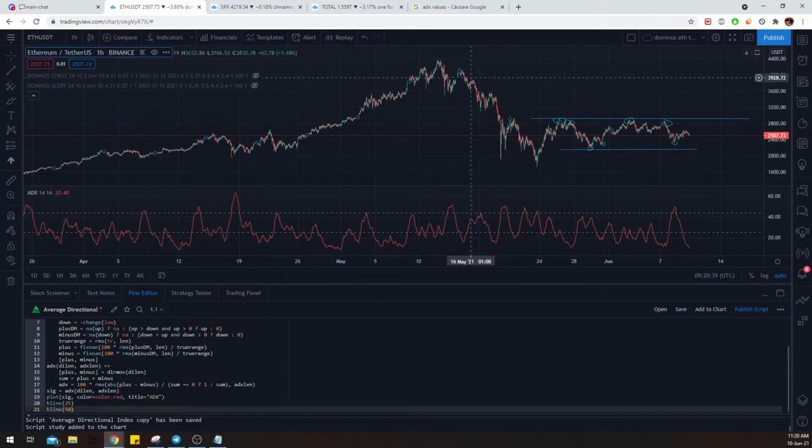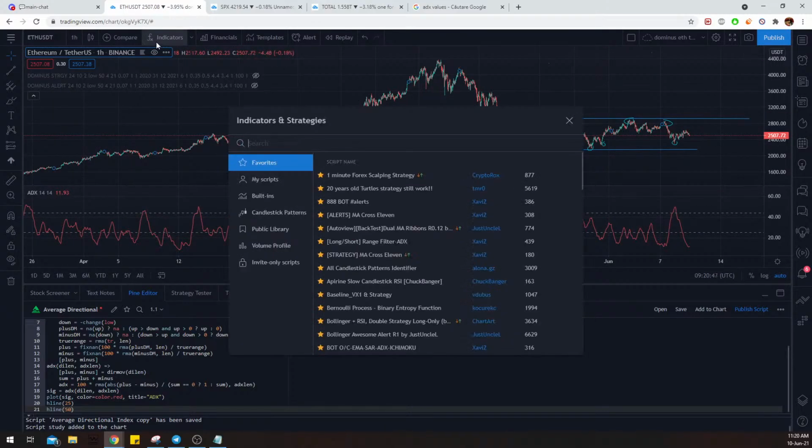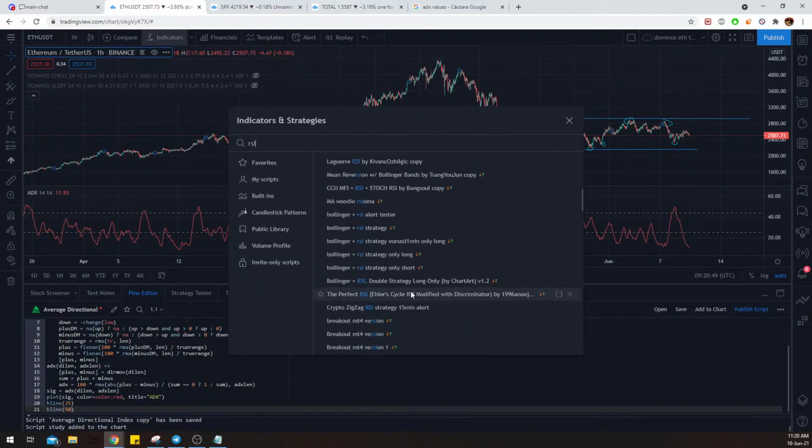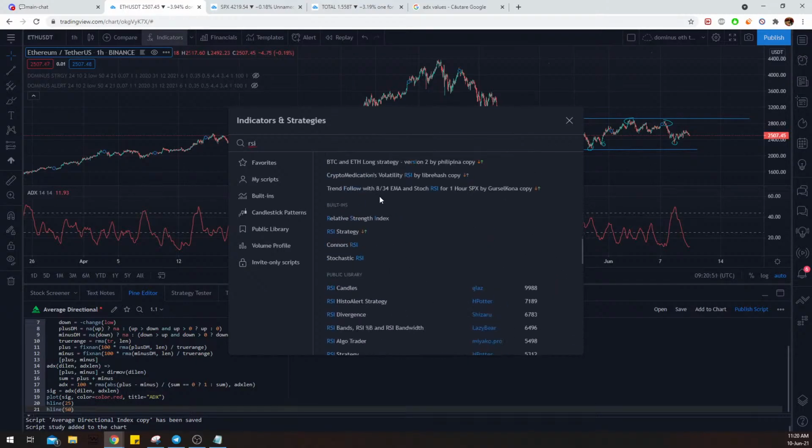You can see that when you have a trend, you have much more confirmation from ADX, and I don't have the RSI right now. I don't know what happened with RSI, it disappeared. So, yeah.